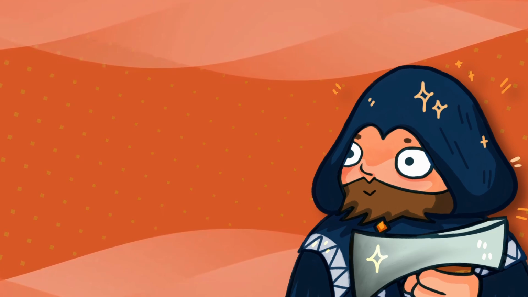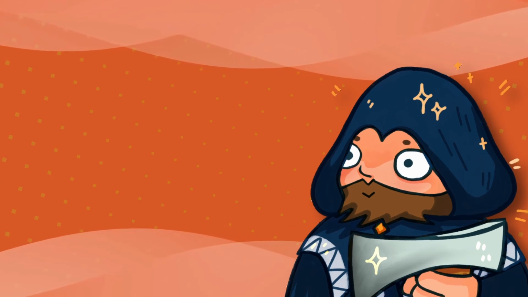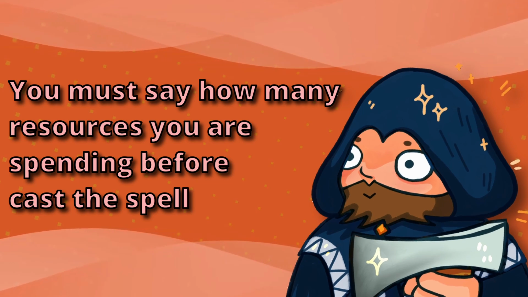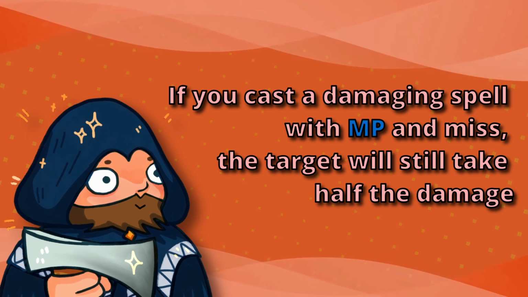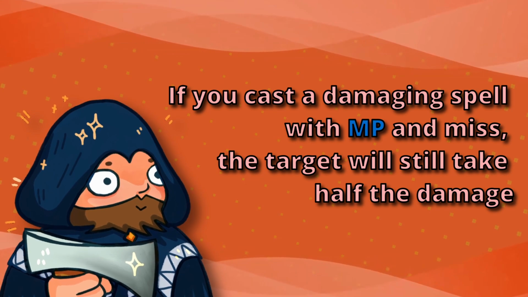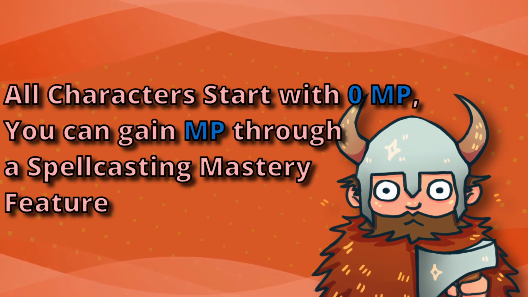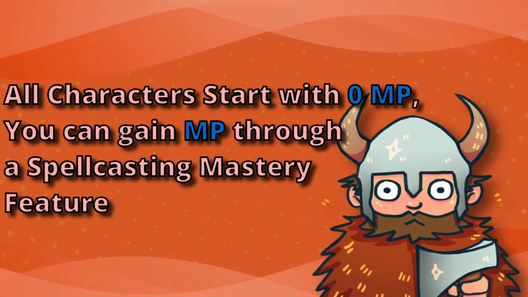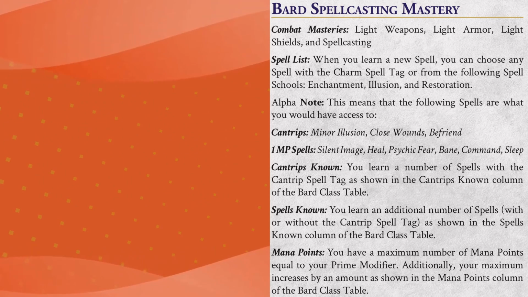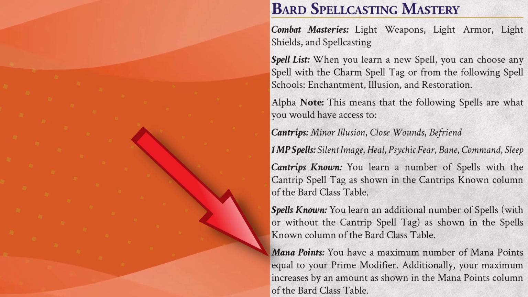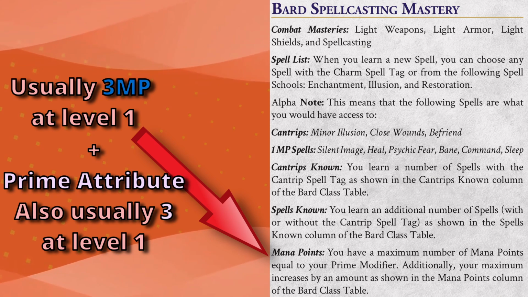You can put more mana into a spell, upcasting it, to give it extra effects that enhance your spells in various ways, but you must do so before you make your spell check. If you cast a damaging spell with mana, but you miss the target, they'll still take half the damage anyway. A brand new character starts with no mana points, and you gain mana points from obtaining a spellcasting feature, either from your main class or by multiclassing into a spellcaster. At which point, you'll gain a number of MP equal to the MP granted from your spellcasting class, and, as of now, your prime attribute.